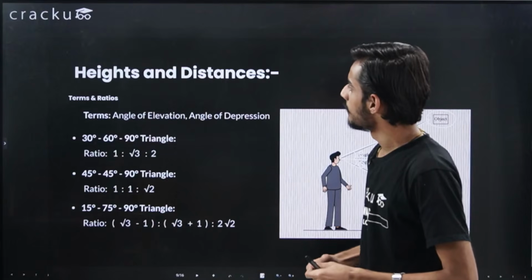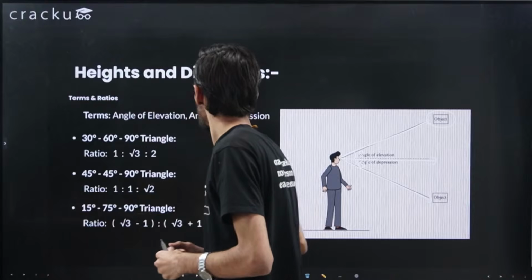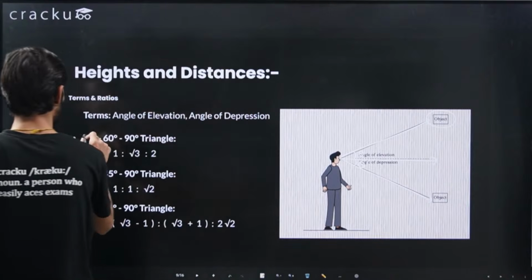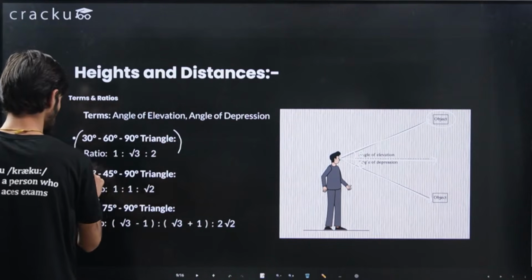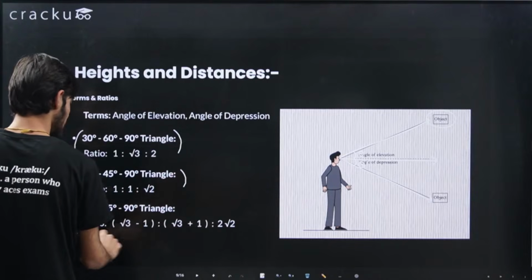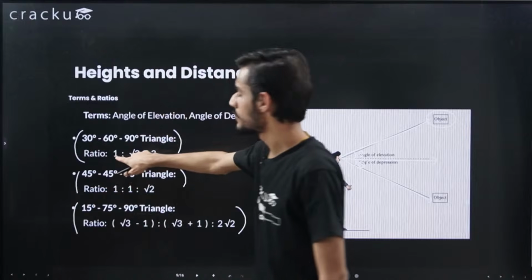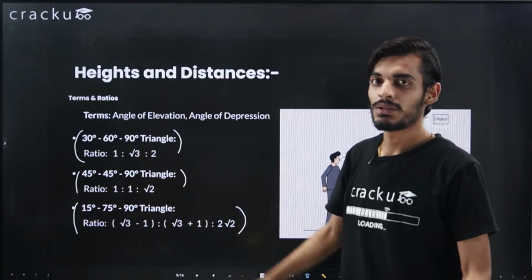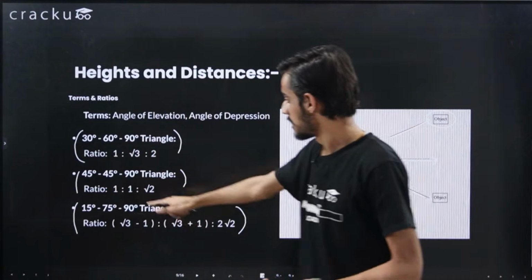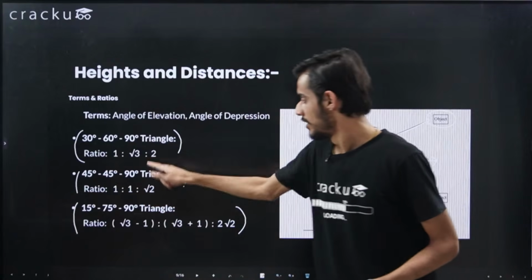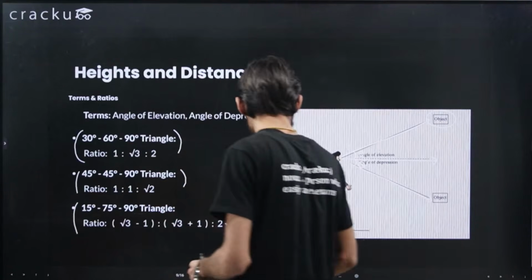While you are solving questions of heights and distances, the most important result to remember is these three triangles. Even though the third one is not that important, the initial two are very important. If you know the 30, 60, 90 degree triangle, where the ratio of sides is 1 is to root 3 is to 2, you will be able to solve questions very quickly. The same is the case for 45, 45, 90. So let's see how these ratios are derived.